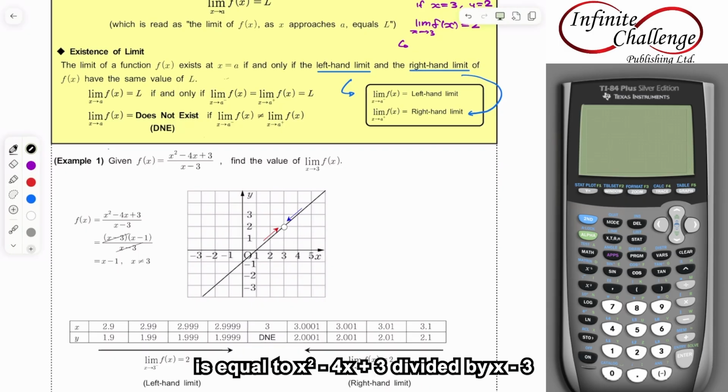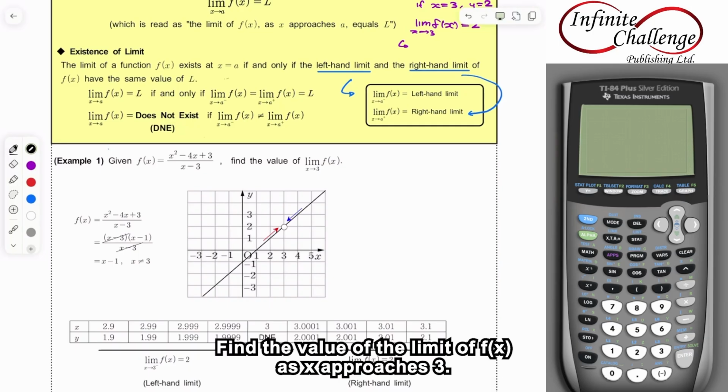We're given f of x is equal to x squared minus 4x plus 3 divided by x minus 3. Find the value of the limit of f of x as x approaches 3.